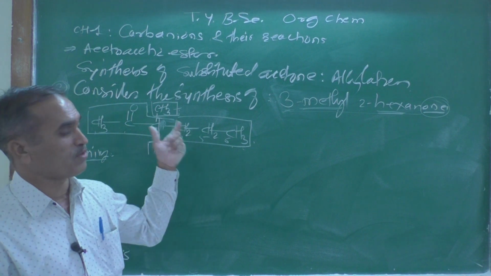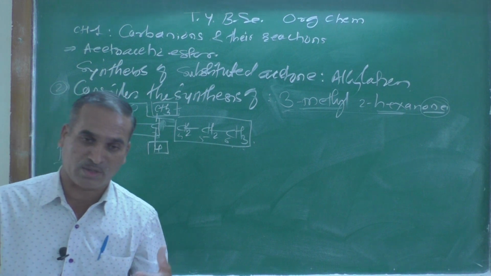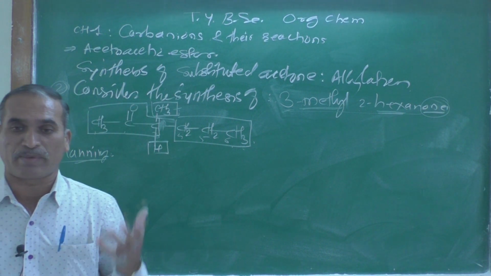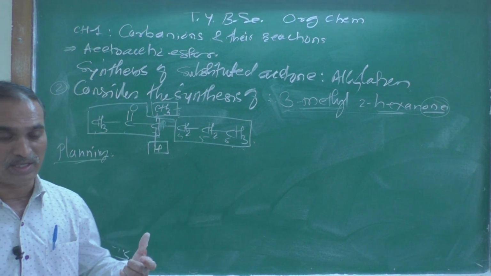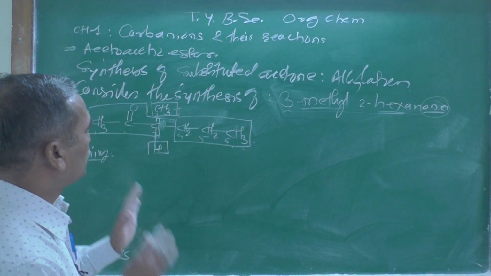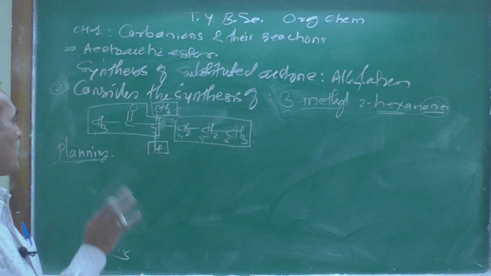Right? This part, where it is coming from, it may come from 1-bromopropane, or you can call it 1-chloropropane, 1-iodopropane, or 1-fluoropropane, but specifically you mention bromo over here. That is the best way to remember. This is the planning, right? Understood? Here are the 4 points.